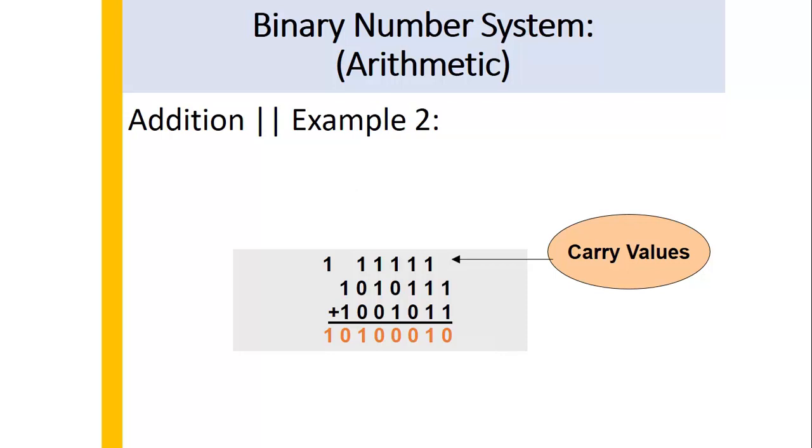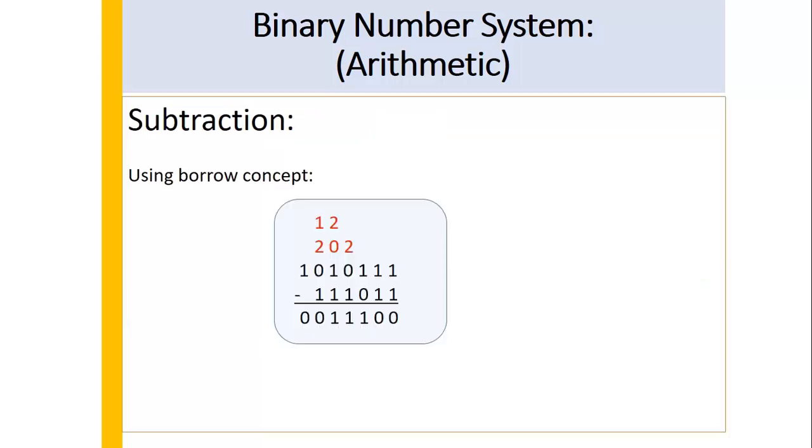Again we have 2 ones. One is the number, another is carry 1. So 1 plus 1 is 0 with carry 1. Then we have 2 ones again. We get 0 with carry 1. We have two numbers, both are 0, plus carry 1. That becomes 1. Then both the bits are 1, so we get 0 with carry 1. Hence, the addition of these two numbers is equal to 1 0 1 0 0 0 1 0. Alright, I hope we are clear with this.